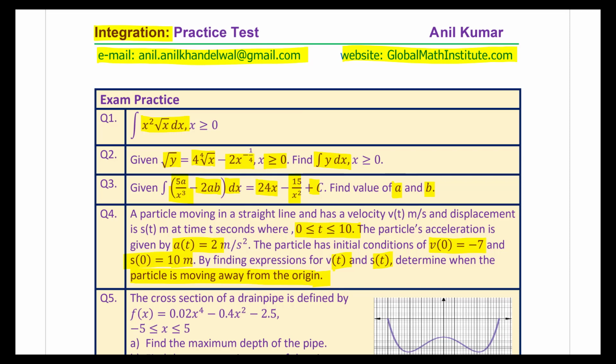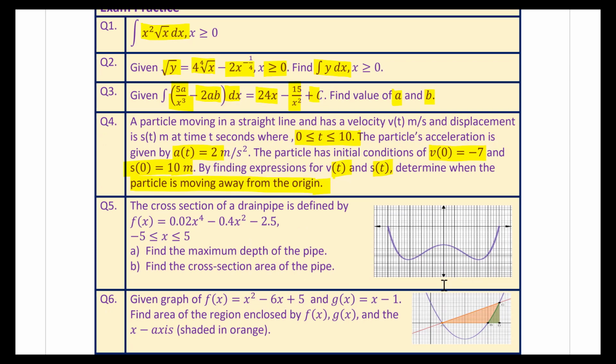Question number 5. The cross section of a drain pipe is defined by f of x equals 0.02 x to the power of 4 minus 0.4 x squared minus 2.5, where x is between minus 5 and plus 5. Find the maximum depth of the pipe and find the cross-section area of the pipe. So here is the rough sketch of the given function.